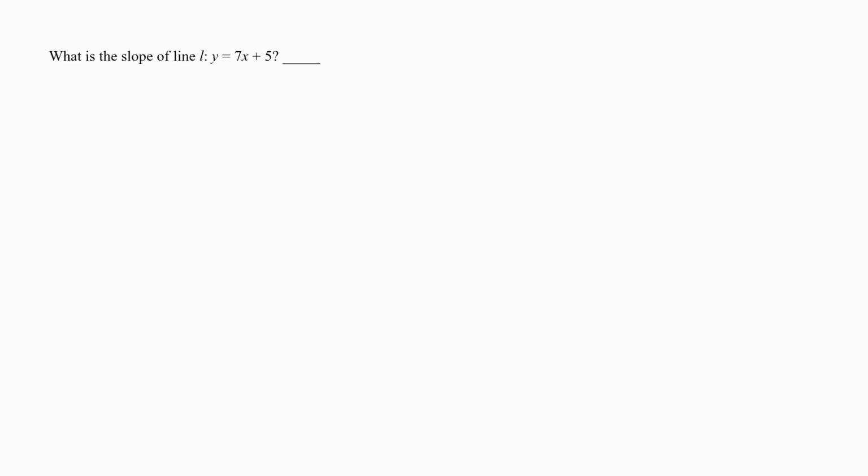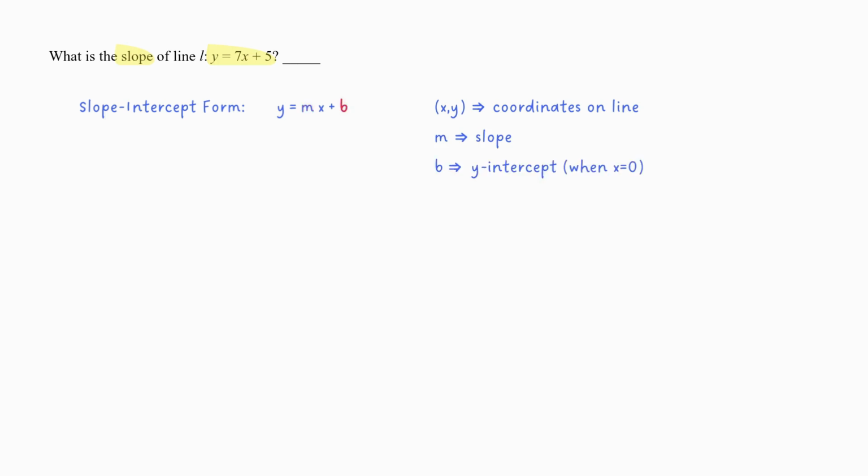Let's take a look at this question. We are asked to find the slope of the given line. The easiest way to find the slope is to look at the equation and see if it's written in slope-intercept form. The slope-intercept form looks like y equals mx plus b. In this formula, each letter has a specific function. The y and x represent any point on the line. M is the slope, or how steep the line is. B is the y-intercept, where the line crosses the vertical y-axis.